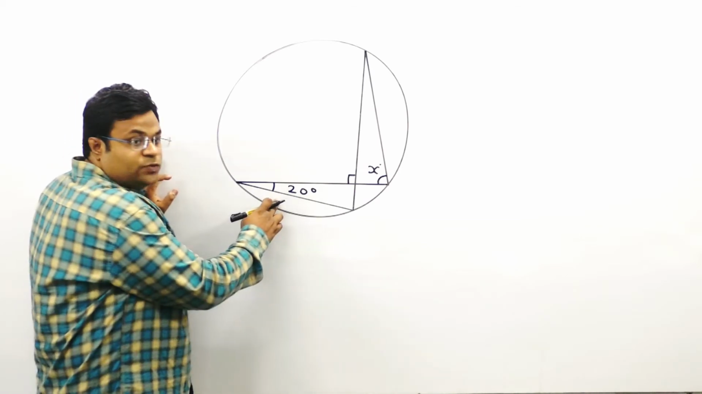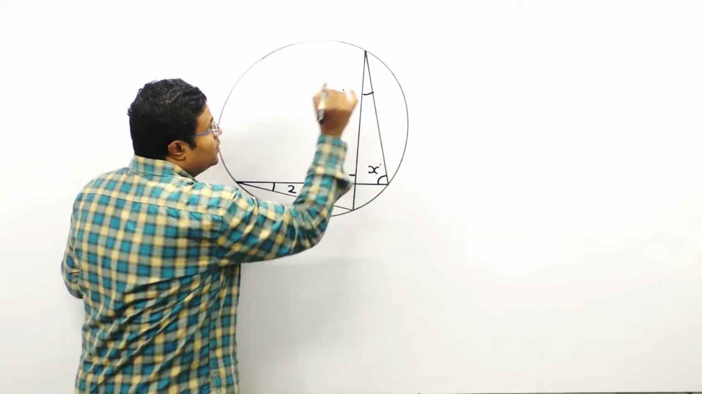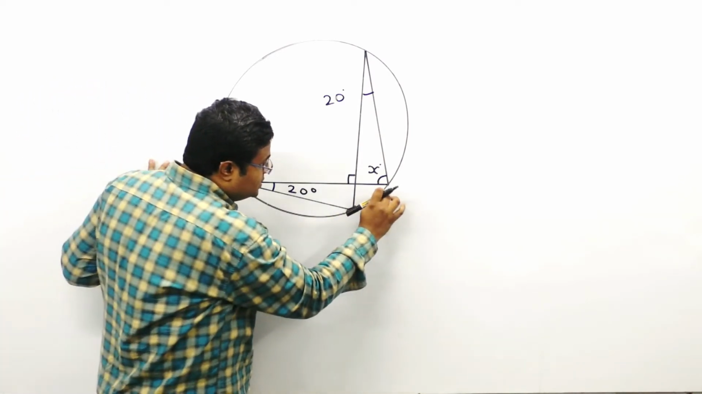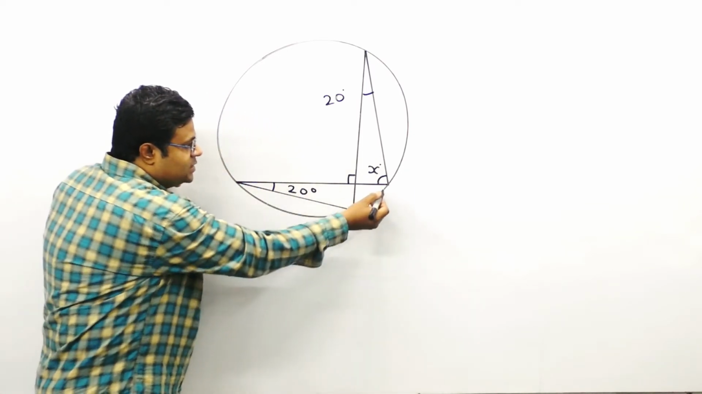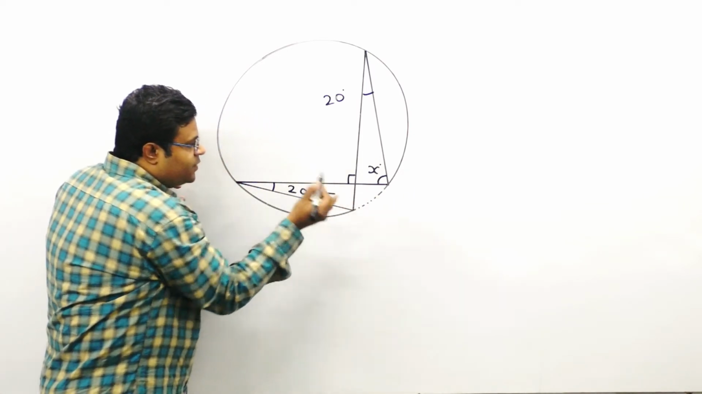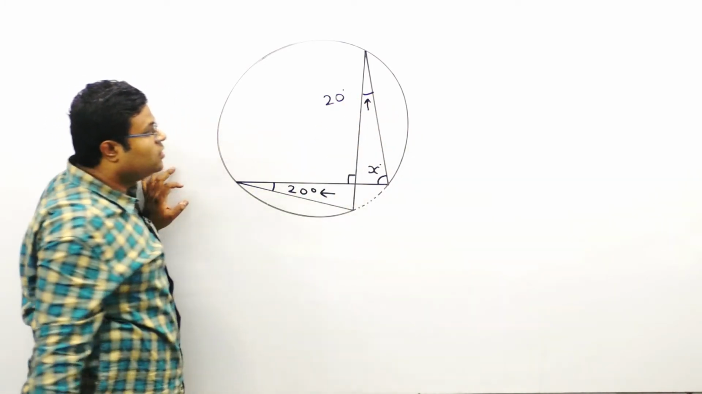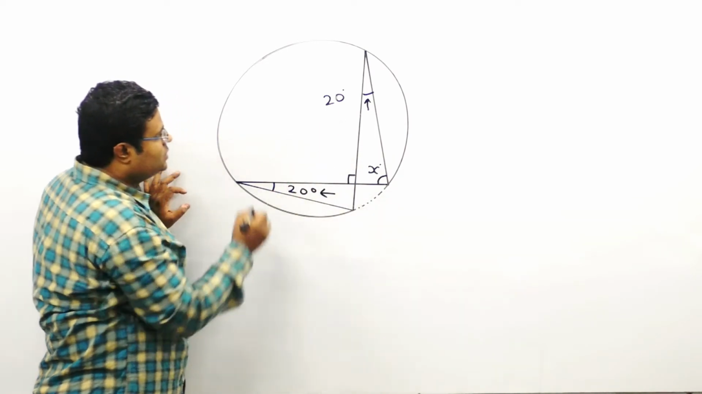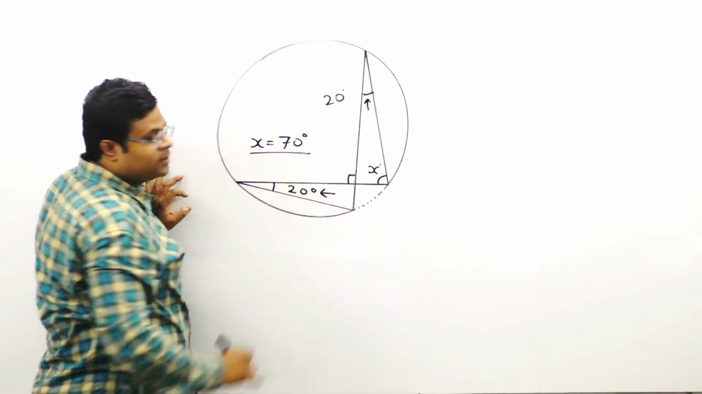Here, look, this is 20 degree. What will be this angle? 20 degree. Why? Angles in the same segment. This time you can see this arc is subtending a very small angle. This is a small arc, so it is subtending 20 degree here. This will subtend 20 degree here also. Now what is x plus 20? 90. So what is x equal to? 70 degree. Got it?